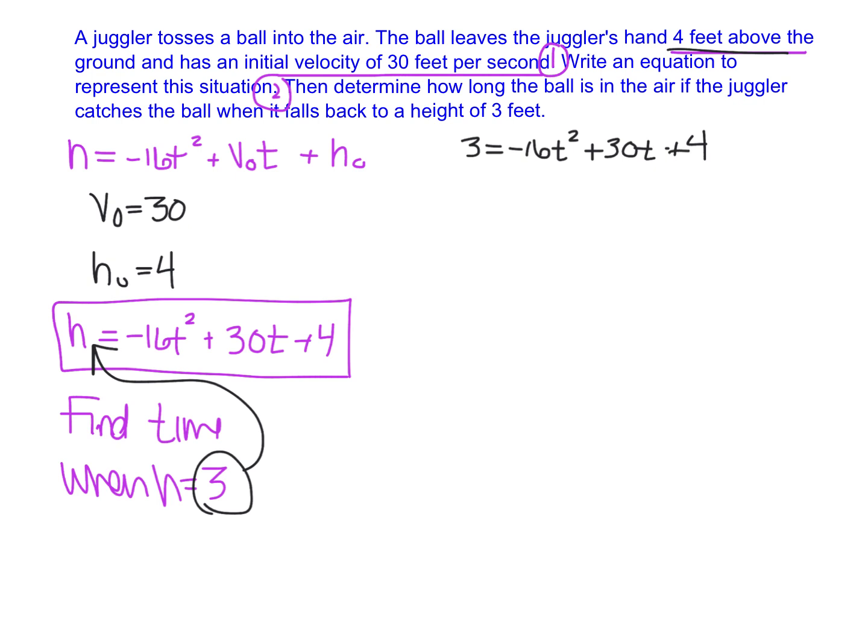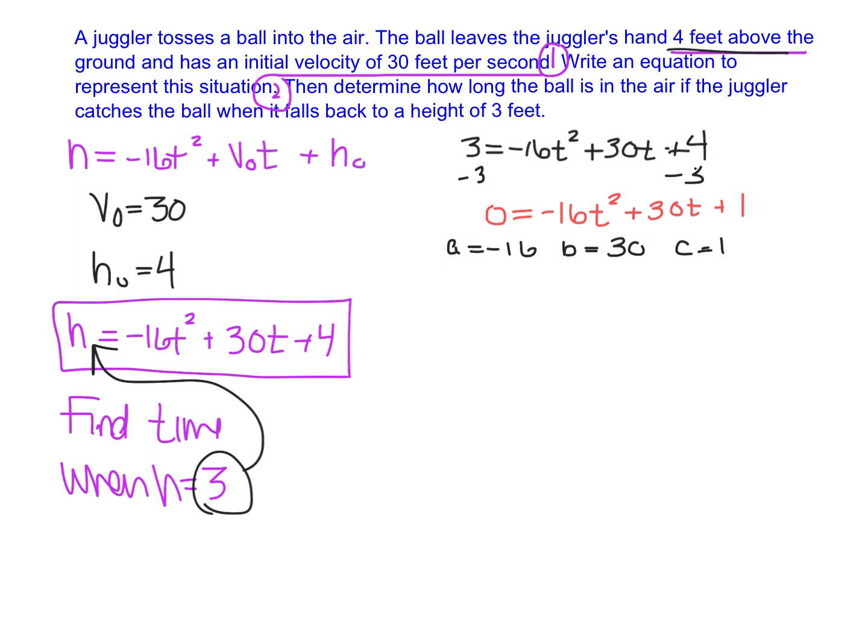If I take a look at this equation, it's almost perfectly set up for the quadratic formula. All I need to do is subtract 3 from each side, and it's then set equal to 0. So I have 0 equals negative 16t squared plus 30t plus 1. This is now set up for the quadratic formula. I find my values: a is negative 16, b is 30, and c is 1. Then I can substitute these into the quadratic formula.